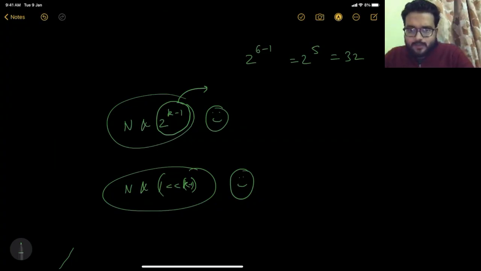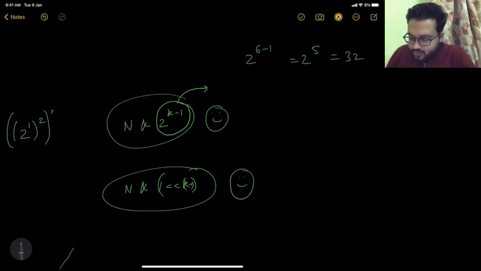Let's think about it this way. If you have a number 2 power 1, and you square it, you make it 2 power 2 in one operation. Now, if you take another power of this, in only 2 operations you have raised this to the power of 4. Then if you do it once more, in only 3 operations you have raised it to the power 8. So what do I mean to say? You can raise it to the power k only in log k operations.